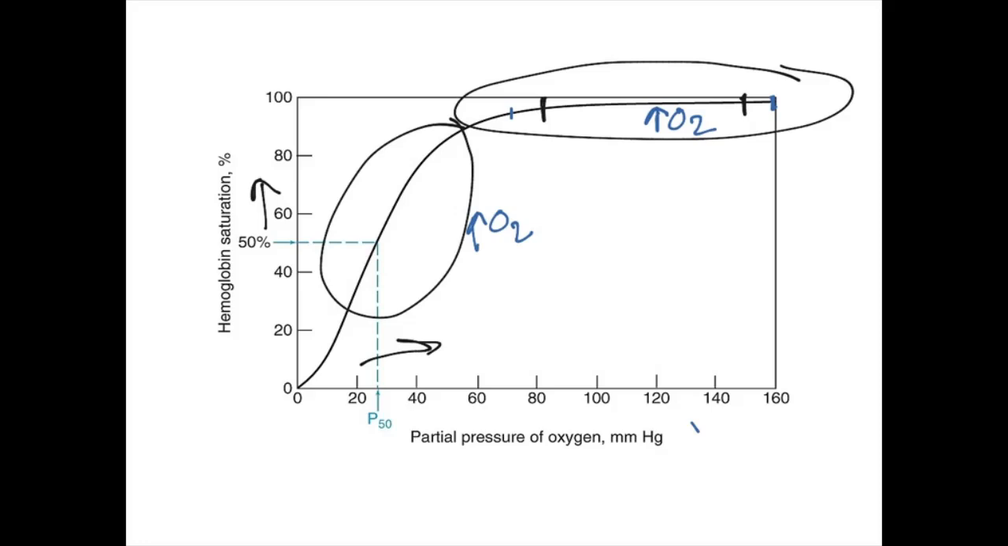Now there are a few reference values that you should know. The first one is the P50, and it is referring to this 50 here, and that's the partial pressure at which 50% of your hemoglobin is going to be saturated, and that is right around here. Typically it's about 27 or so in the average Joe.